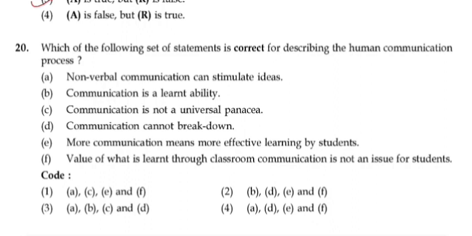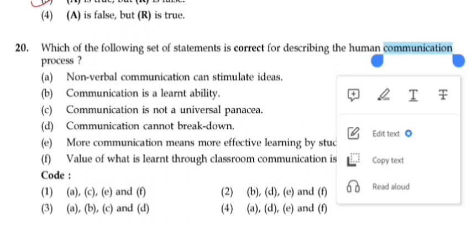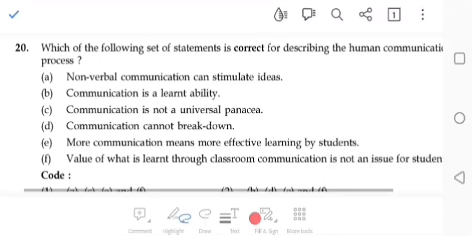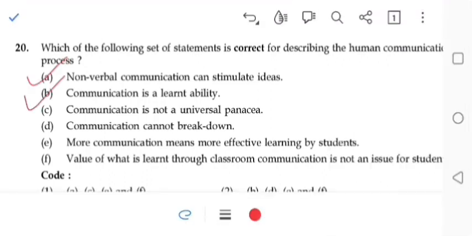So it will be number 3. That means A is correct, B is correct, C is correct, D is correct, and then E, F is not correct. A is correct, B is correct, C is correct, D is correct, except the E, F. Okay. Number 3.